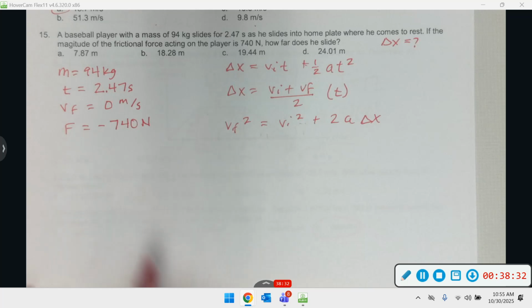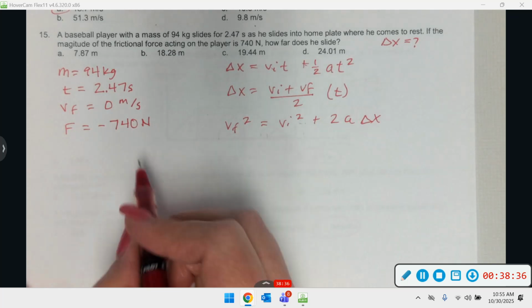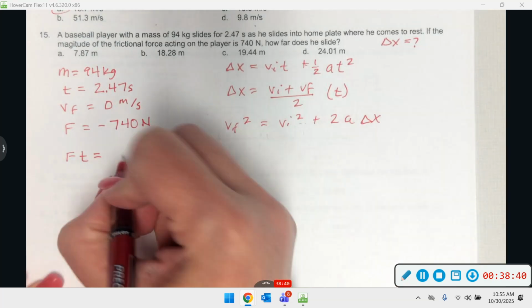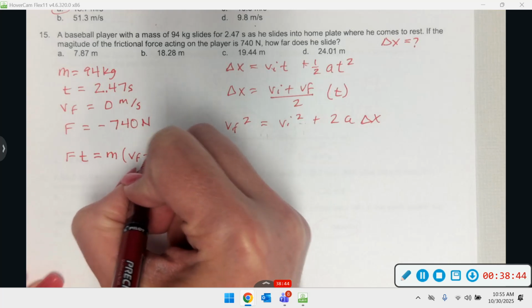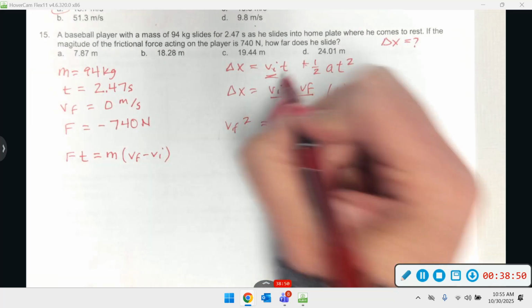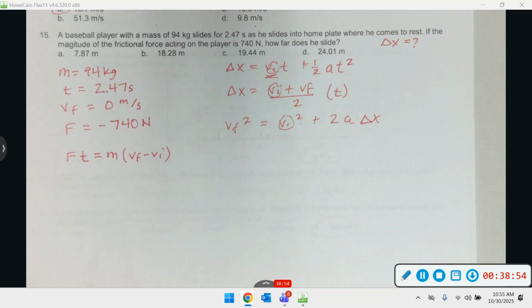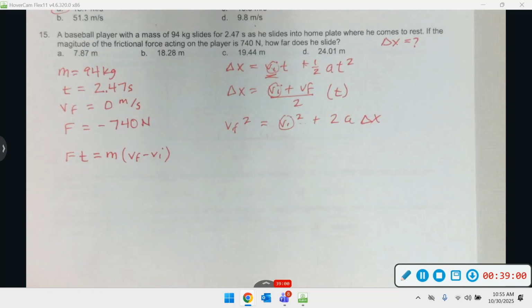And I can do that because I have M, T, VF, and F, and I can use this equation that I used just a minute ago. F times T equals M times delta V, keeping in mind that delta V is VF minus VI. So I'm going to solve for VI before I do anything first, because there's no way for me to get delta x without having VI. It's in all of them. I might also want A, but I do have an option without A, but I don't have an option without VI.